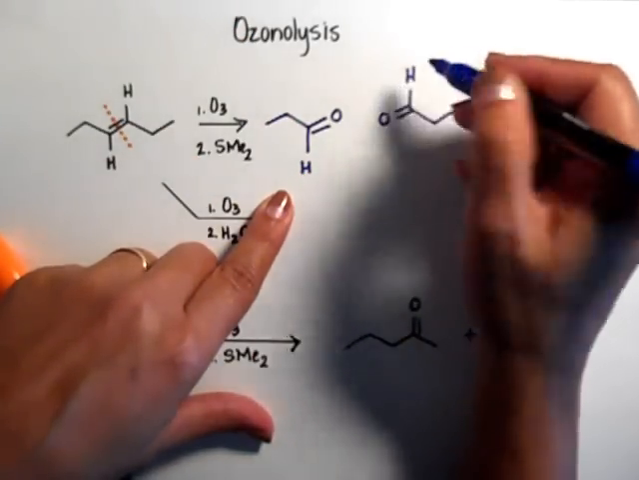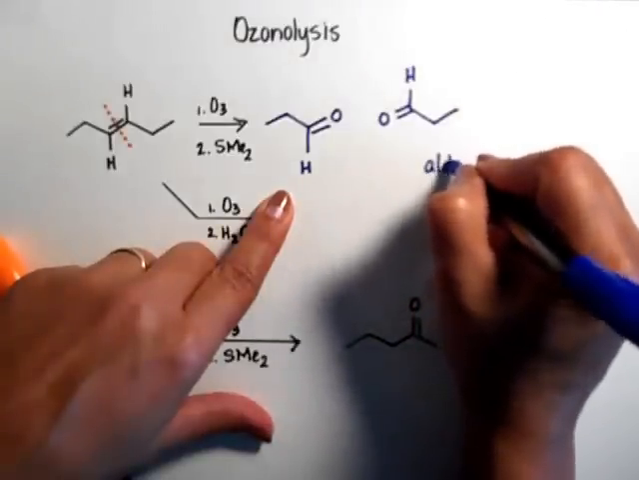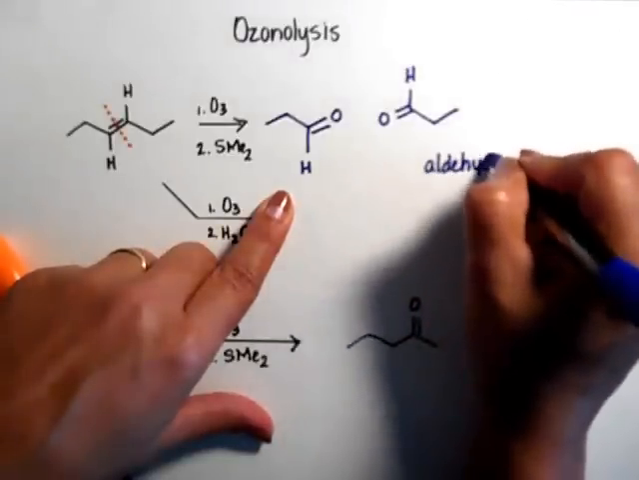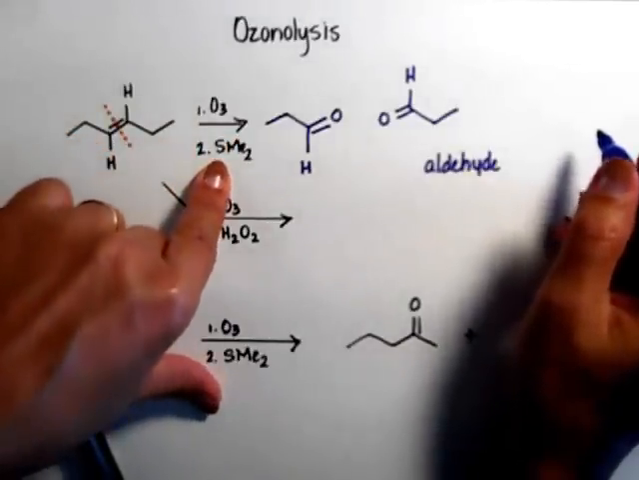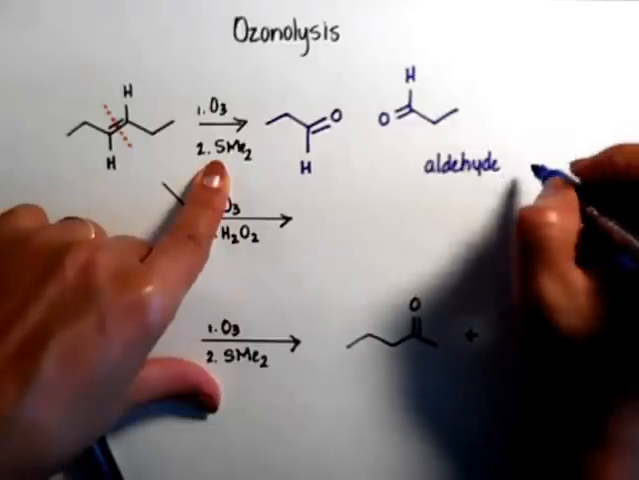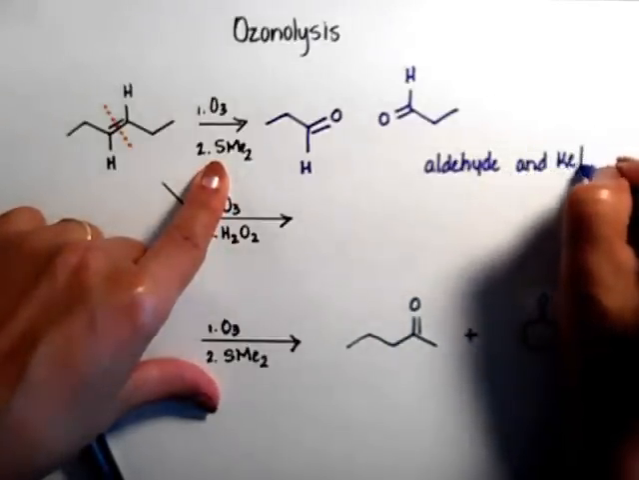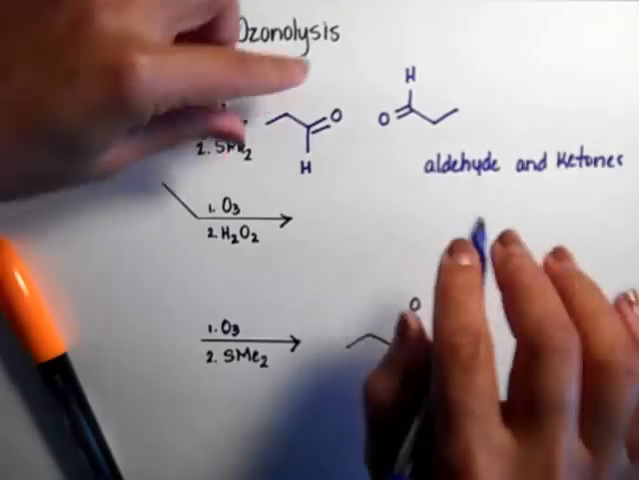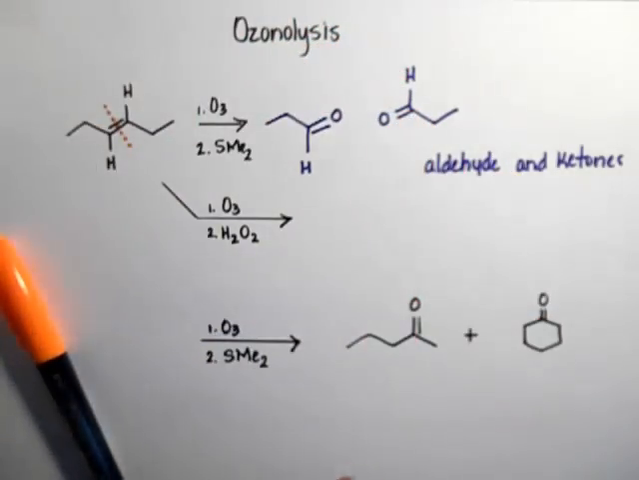And if you have a hydrogen attached to a carbonyl, that's an aldehyde. So under reducing conditions using the dimethyl sulfide, I can get aldehydes and I also can get ketones. A ketone would actually have two carbons attached to the carbonyl.